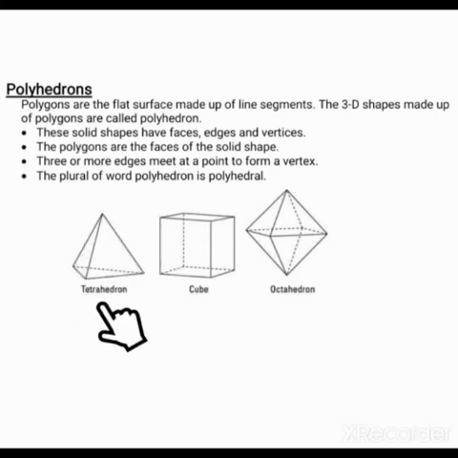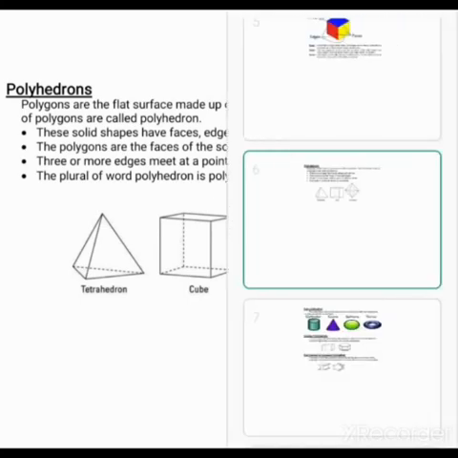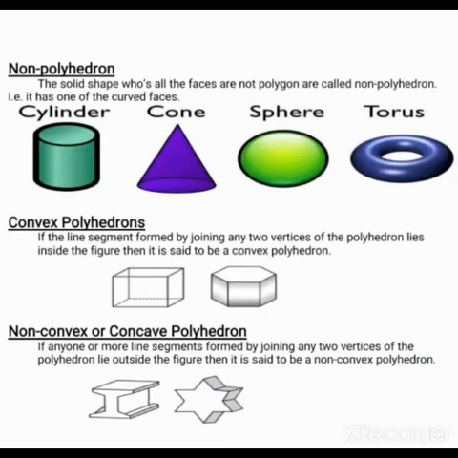Now this is a figure of a tetrahedron. This figure is called a cube and this figure is an octahedron. Now what is a non-polyhedron? The solid shapes whose faces are not all polygons are called non-polyhedrons. That is, it has one or more curved faces. Curved faces means just like a cylinder, cone, sphere and torus.